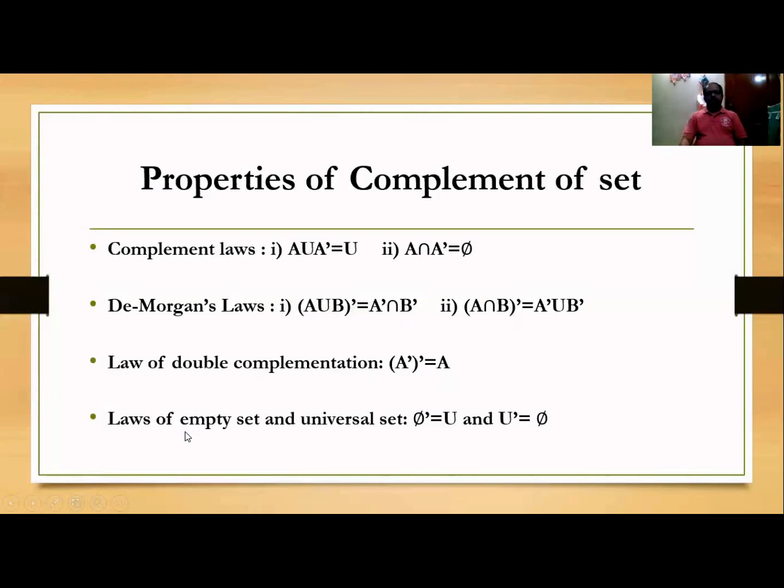The next law is the laws of the empty set and the universal set. The complement of the empty set will obviously be the universal set, and the complement of the universal set will always be the null set. Is it clear? The complement of phi is equal to U, and the complement of U, the universal set, is equal to phi. Do you agree with this? That is, phi dash equals U, and U dash equals phi.